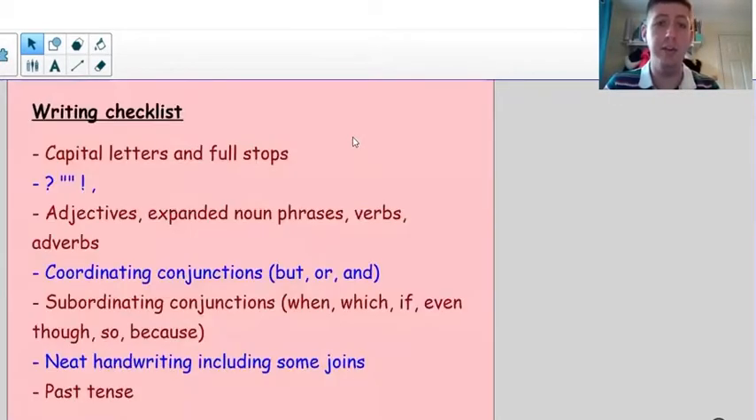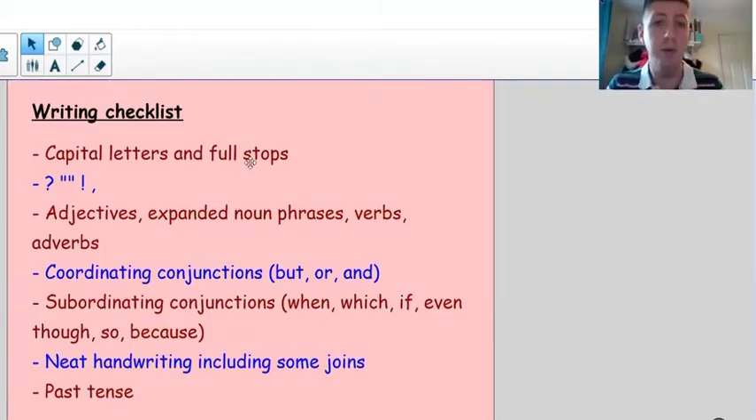So this is your writing checklist. This is the things that you should be including in your work. So things that need to go throughout the whole thing would be the past tense. It needs to be written about what's happened already. The neat handwriting needs to stay throughout as well, but it'd be lovely to see some joins from some of you as well. And of course, capital letters and full stops, that is the fundamental basic that has to go in your writing. So those 3 things are things which I want to see in the whole piece of writing.